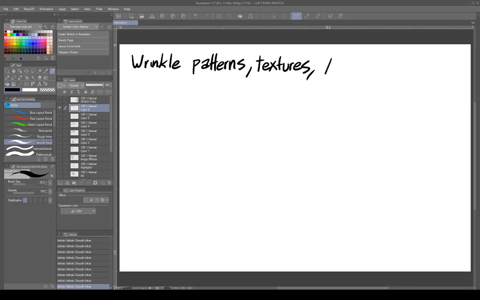Textures. Materials. I've talked about this just a little bit earlier in our presentation here.